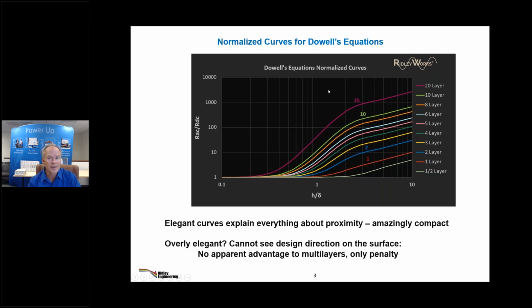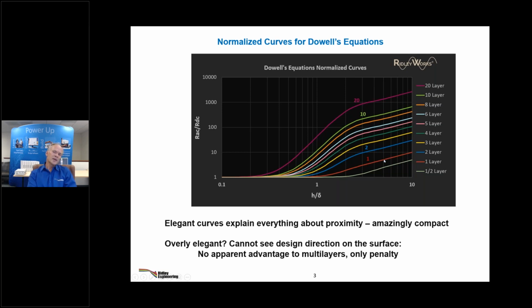Everything is explained in these proximity loss curves. And they're very compact and elegant. This is all you need for most of your transformer designs. And they show what happens to AC resistance as you increase layers from half a layer to 1 layer to 2 to 3, all the way up to 20 layers here. And we can keep on going to 100 layers if you want to, which comes in useful for Litz wire. So it shows you that as the number of layers increases, you're increasing the AC resistance of your structure.